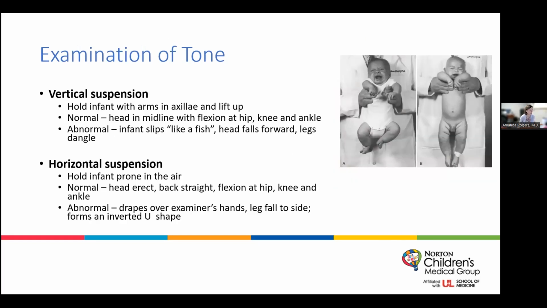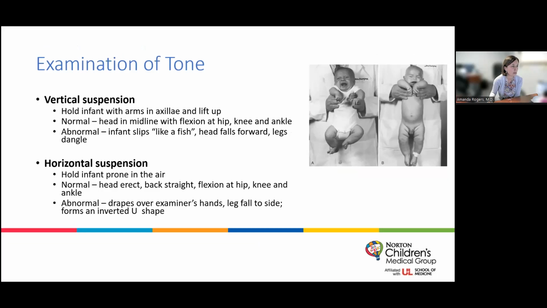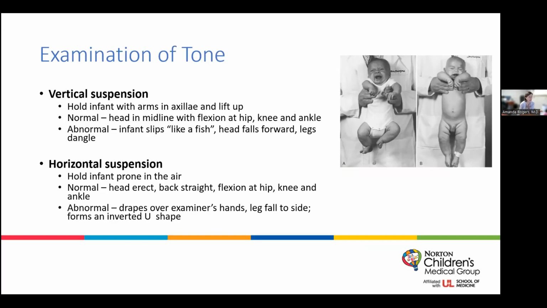Another exam maneuver that is very helpful is vertical and horizontal suspension. For vertical suspension, shown in this picture here, we hold the baby under their axilla, and we look to see whether they can maintain their posture without slipping through. If you hold them there for a few seconds, it is okay if they tire out and eventually slip through, but their initial response should be like the baby in panel A here, where they have this flexion response and are able to maintain their posture above the examiner's hands.